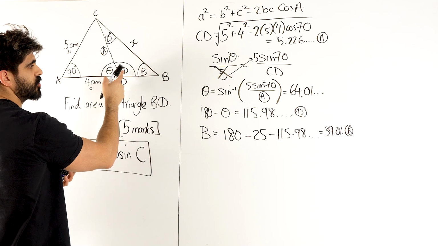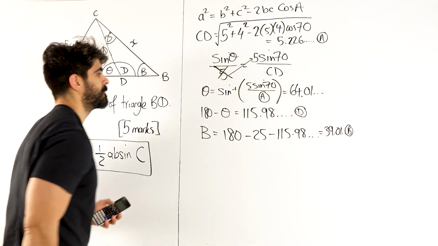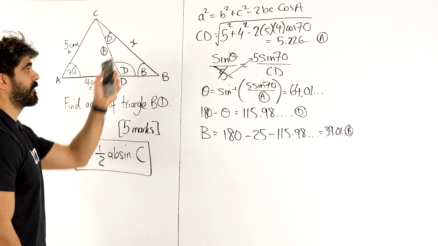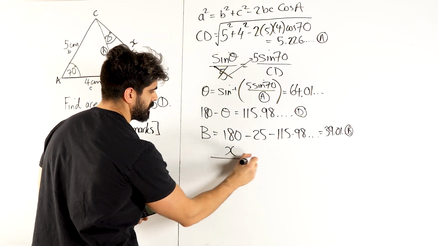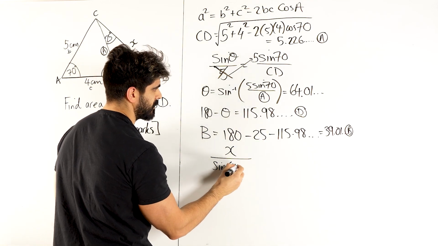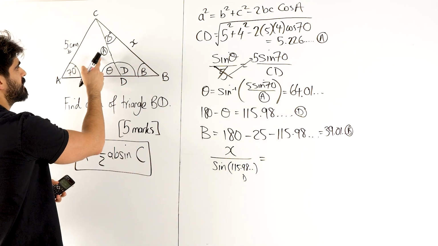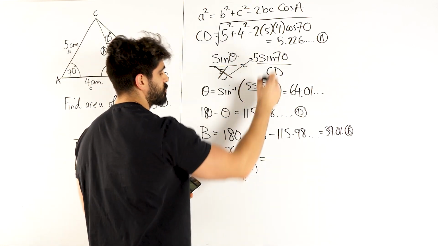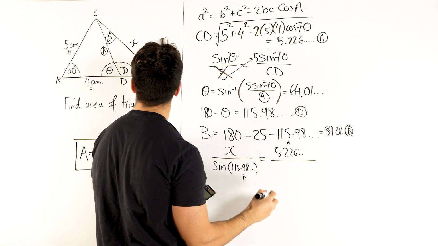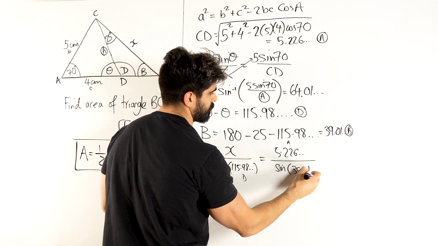We've got this, which is that 115.98. We need to find X, and we have A, which is this value up here. Okay, so let's work out our X. So X, what we were doing before, divided by sine of this angle D, which was this 115.98 dot dot dot. So remember I stored that as D, is equal to A divided by sine B. A, which was this 5.226, so remember I stored that as A, over sine of B, which was this 39.01 dot dot dot.